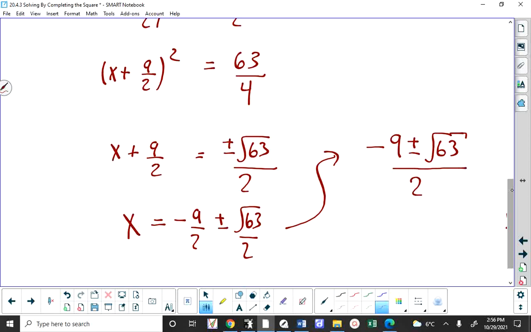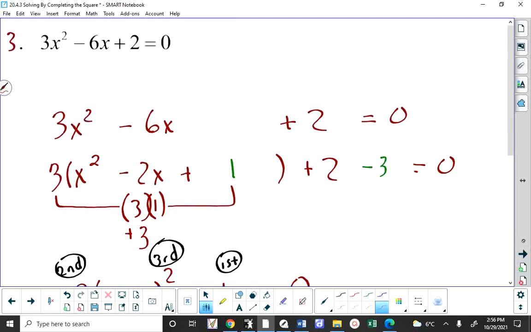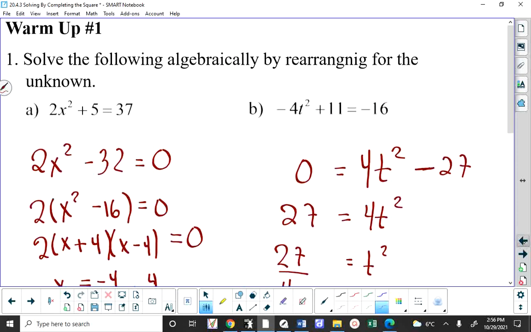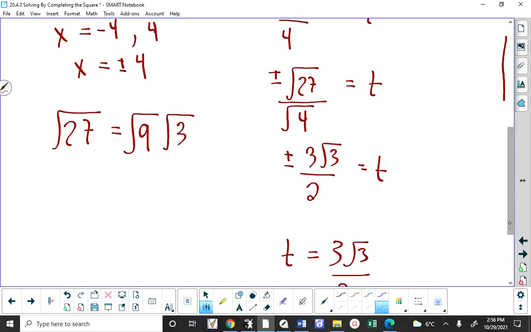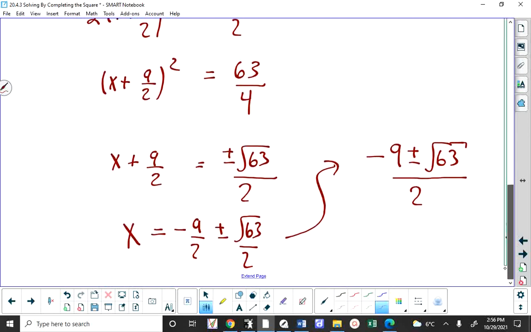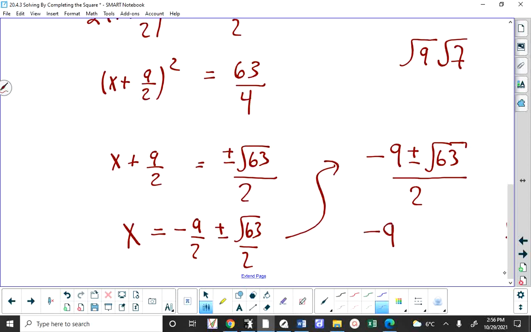Root 63 can be simplified, so I just want to make sure here. You remember earlier, I'm going to go back and show something to you. Remember this bit of business by changing root 27 to 3 root 3? You remember doing that last year, don't you? I hope. Yeah, definitely. So we have to do that with the root 63. Root 63 is root 9 times root 7. Is that 9 times 7? Yeah. So that's negative 9 plus or minus 3 root 7 all over 2.